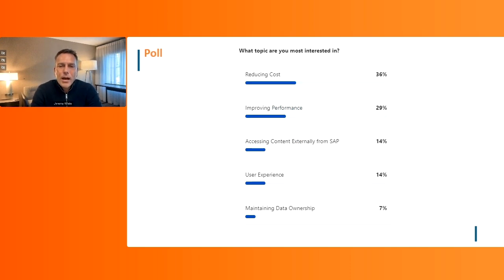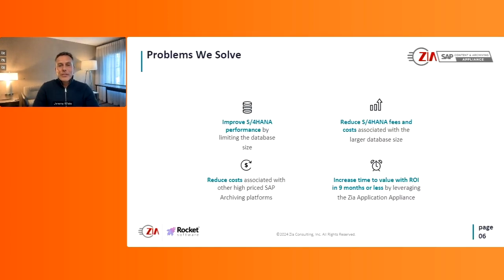Okay, great. Reducing costs, improving performance. I'm not sure if that's because we led you to that answer based on the name of this webinar, but we are definitely planning on covering those topics in pretty good detail today. So the problems we solve, and that's not surprising, what we see are the two top things that we're consistently being approached about by our prospects and customers. How do we stabilize the cost in S/4HANA, and how are we going to improve performance?